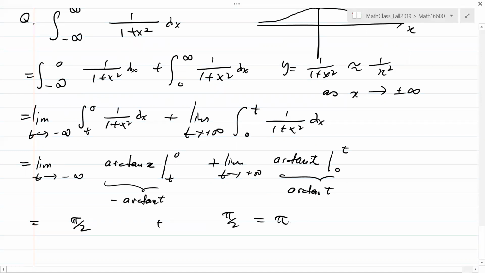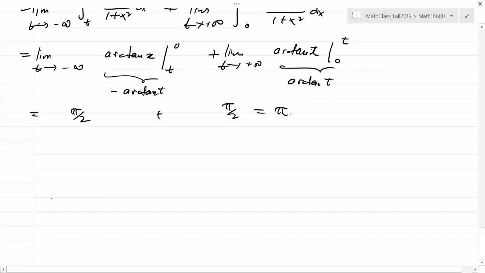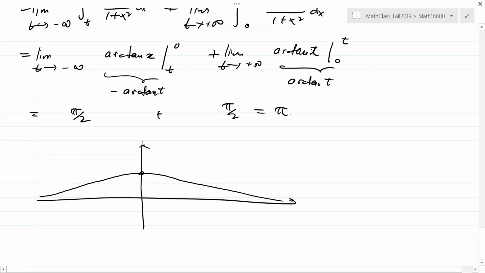Before that, we didn't know. Compare this: the area of the unit disk is pi. We also have a circle with radius 1, and those two regions have the same area. The area of the circle with radius 1 is pi, and the area of the region under the curve y equals 1 over 1 plus x squared also equals pi. They have the same area.